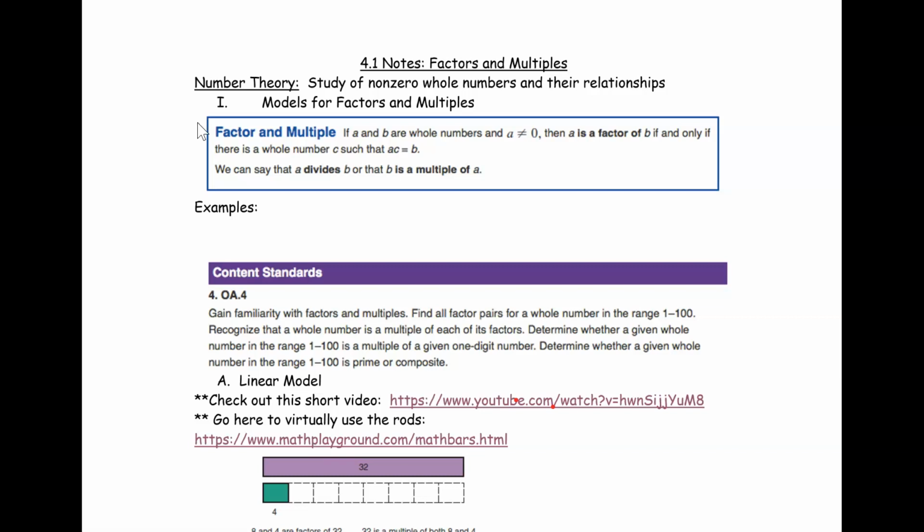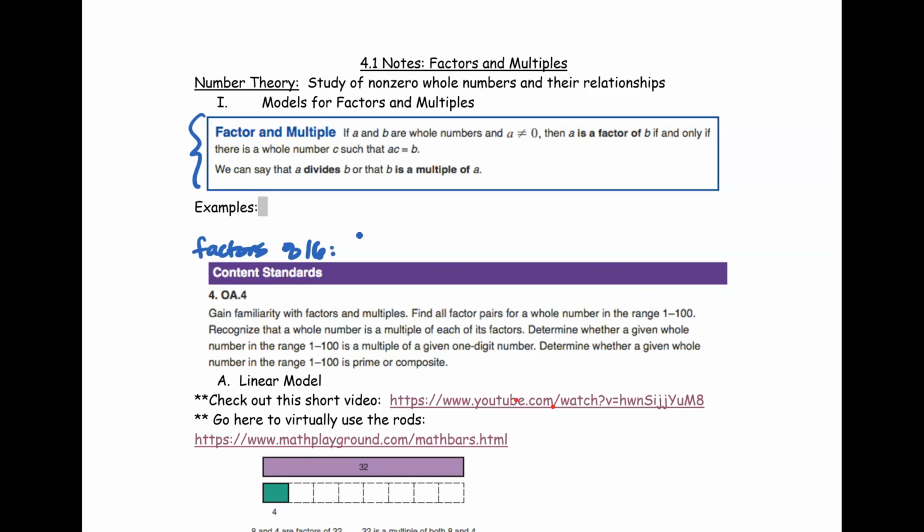So in this box here, I just copied the book definition of what a factor and multiple is. So let me give you some examples though in my own words. So let's say, for example, we want to find the factors of 16. If we want to find the factors of a number, we want to find the numbers that go into that number or divide into it evenly without a remainder. So factors of 16 are numbers that divide into 16 evenly without a remainder.